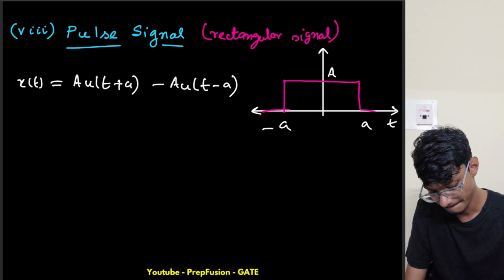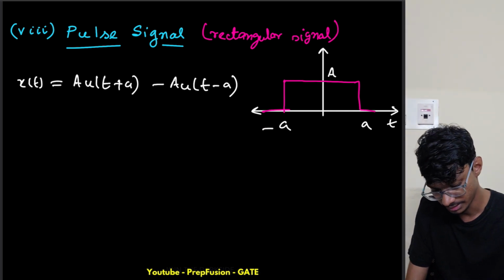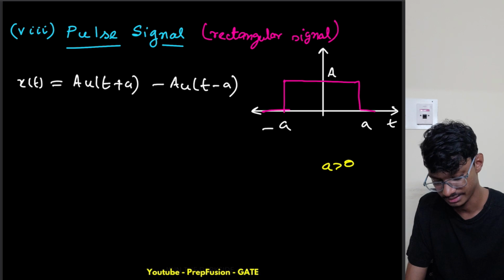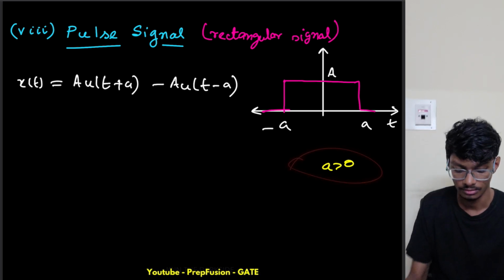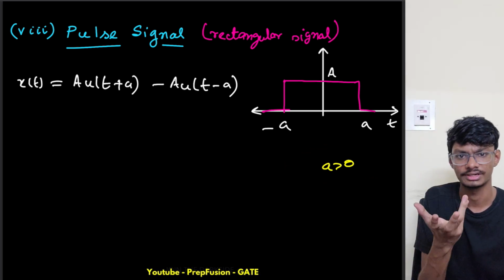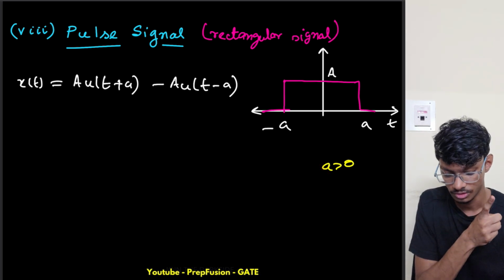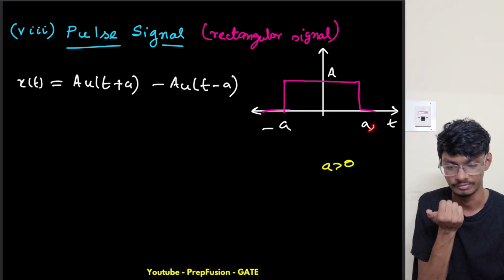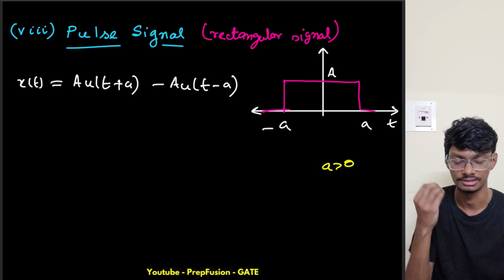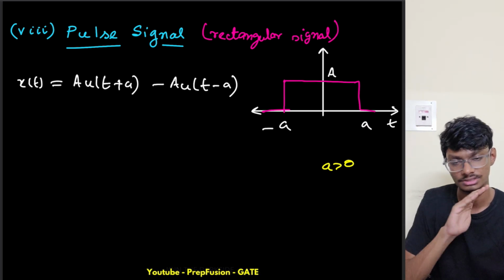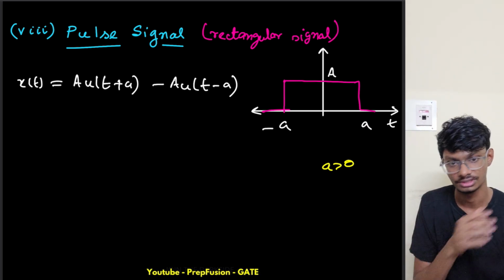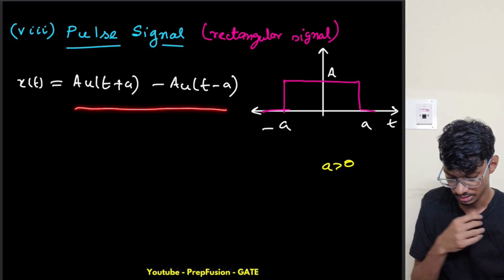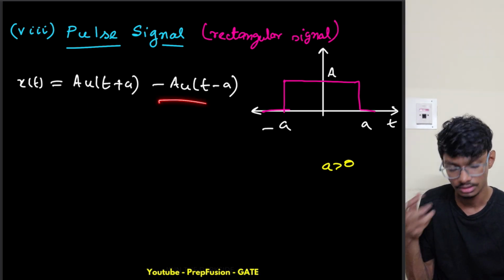So like let me write this here. A is greater than 0. If a is greater than 0, minus a will be less than 0. Just take a number, right? 1 is greater than 0, so minus 1 will obviously be negative and 1 will be positive. Okay, just simple. When you are not understanding anything, just take examples. So yeah, this is a u of t plus a minus a u of t minus a.